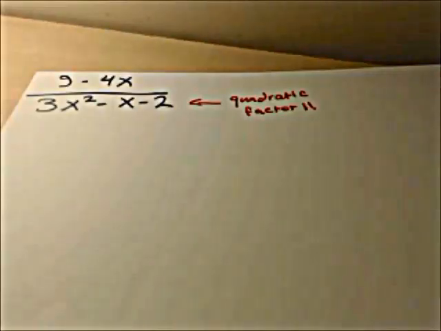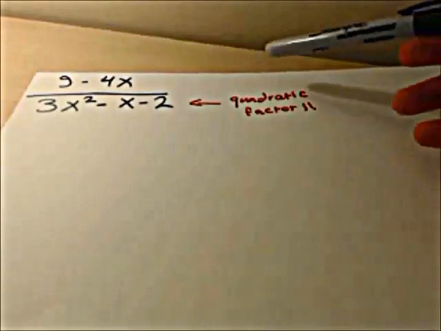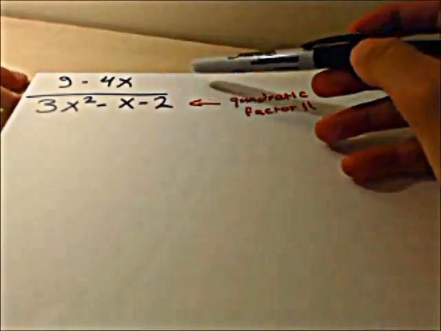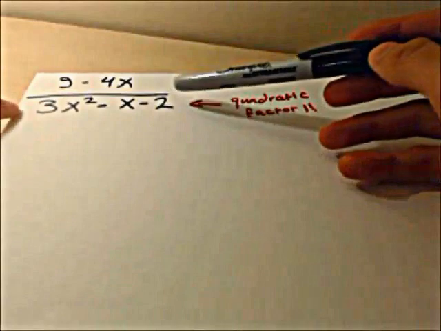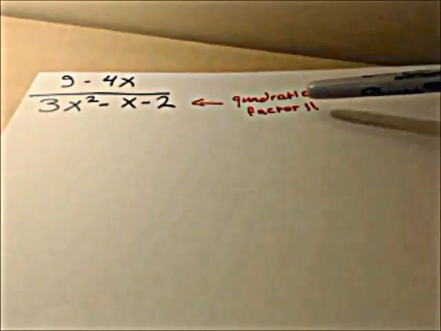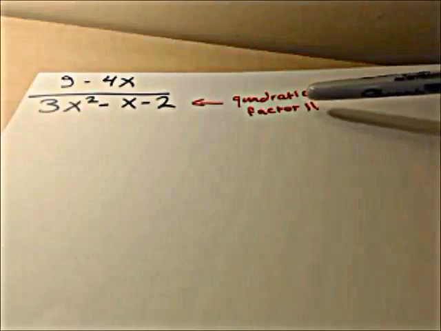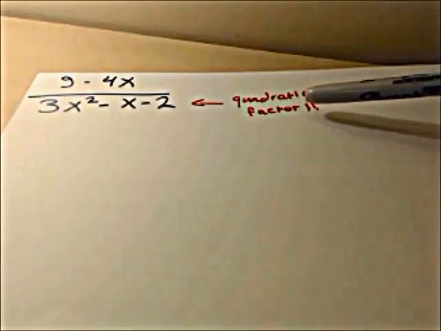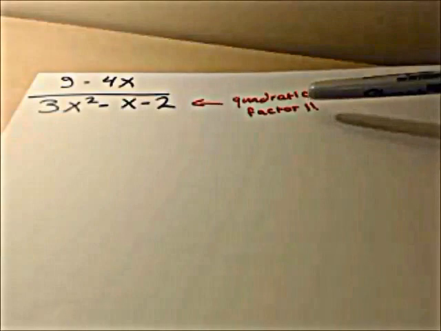Okay, in this video we're going to talk about partial fractions. It is often helpful to break down a complicated algebraic fraction into a sum of simpler fractions, and that's what partial fractions are for. So what we've got here is (9 - 4x) over (3x² - x - 2). We want to decompose it and break it down into simpler fractions.